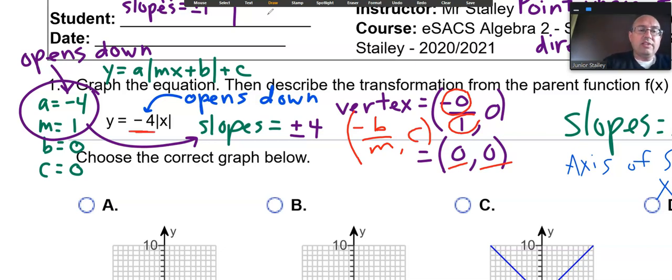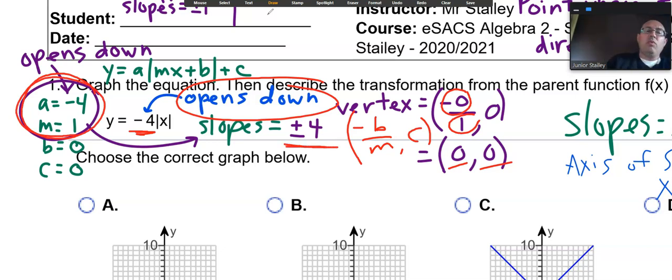We can tell because this is negative that it opens down. So we already know it's opening down. It has a vertex of 0, 0. The slopes are, and you can see that I circled these two, because we know that it's the product of a times m, and that's what we have right there. Don't worry about whether the product is positive 4 or negative 4, because you have to have one slope that's positive and one that's negative, so you're automatically going to get a positive and a negative no matter what that product ends up being. Okay, let me pause this so I can see which choice this is.